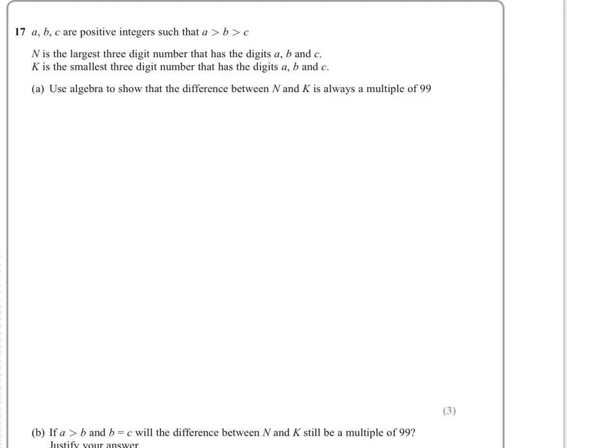Question 17. A, B and C are positive integers such that A is greater than B is greater than C, and n is the largest 3-digit number that has the digits A, B and C. So the hundreds would have to be A, which is the biggest number, then the tens would have to be B, and the units would have to be C. That's the largest.